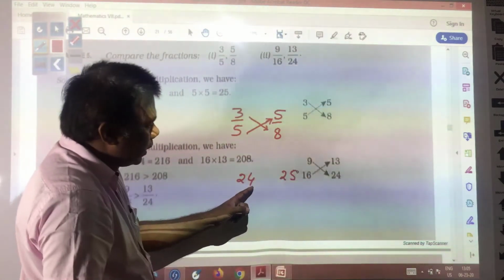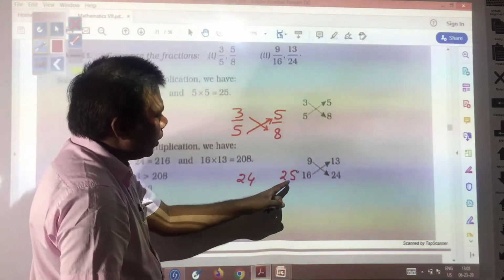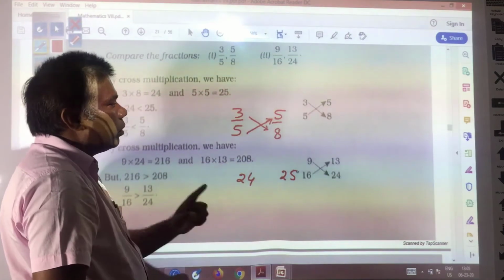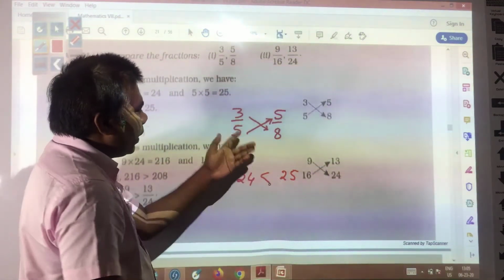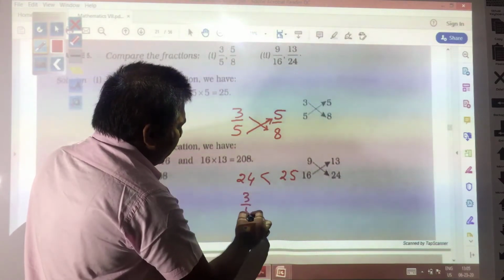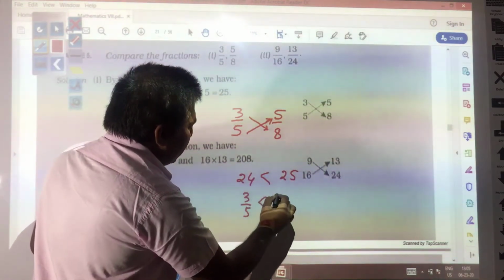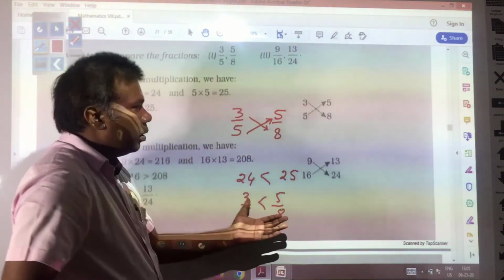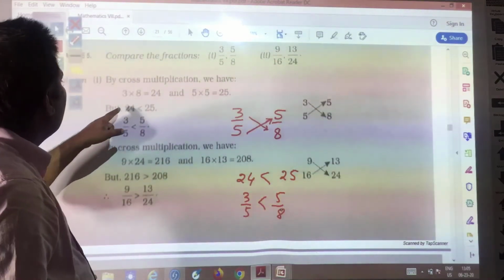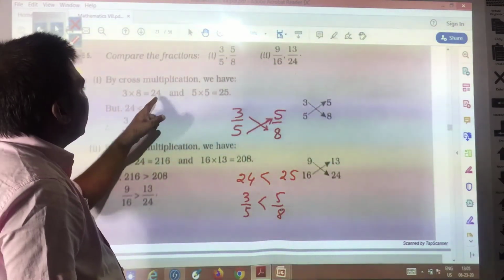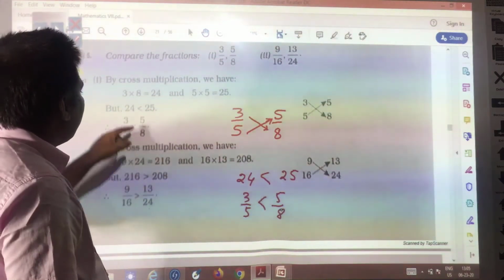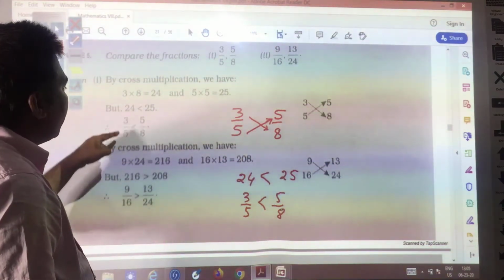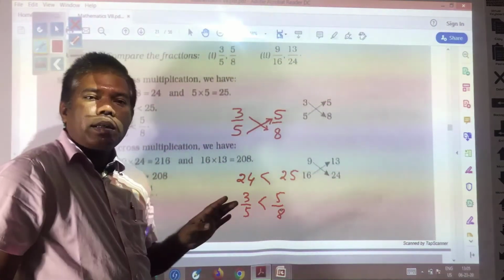So, obviously, this 25 is greater than 24, or you can write 24 is lesser than 25. It means 3 by 5 will be lesser than 5 by 8. Here you can see 3 into 8 is equal to 24, 5 into 5 is equal to 25. So, 24 is lesser than 25, that is why 3 by 5 will be lesser than 5 by 8.